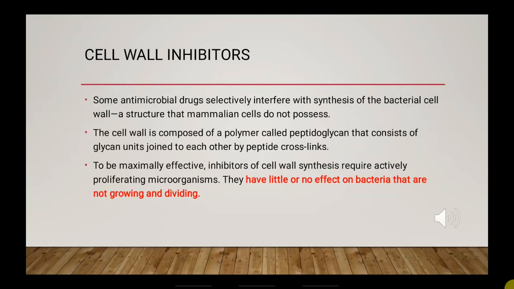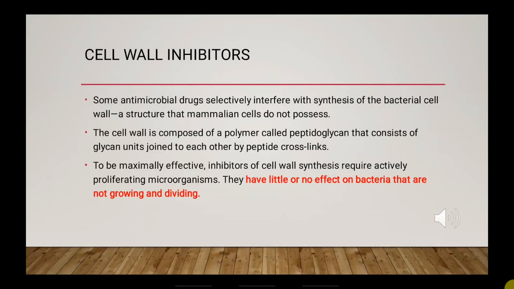Surely, as you know, every group of drugs has a certain mechanism of action. As for the cell wall inhibitors, as the name implies, they interfere with the synthesis of the bacterial cell wall, which is a structure that we don't have. Most mammalian cells don't have a cell wall, but bacteria have a cell wall. This group of antibiotics interferes with the synthesis of the cell wall. It requires the bacteria to be rapidly proliferating.